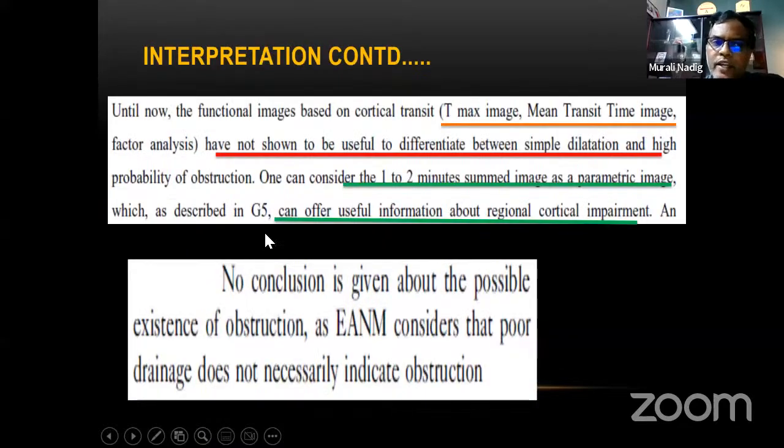All the guidelines say T max and mean transit time have not been shown to be useful to differentiate between simple dilatation and high probability of obstruction. It is very important to assess the first 1 to 2 minutes parenchymal phase image, also called a parametric image, which gives very good information about cortical impairment of function. So no conclusion can be given based only on these values.